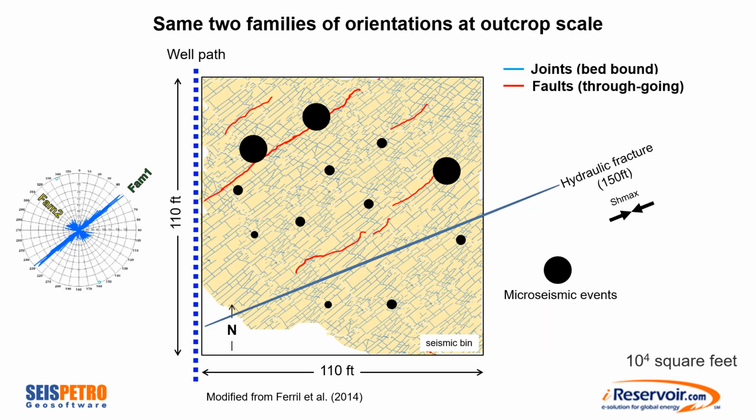So here's the first comparison. We used the orientations from outcrop data that I showed earlier to identify sets of fractures at a much smaller scale, which is approximately 10,000 square feet. We see at this scale the same two families that we observed in the previous, larger city scale: one family of long joints at approximately north 45 east, and a second family of shorter joints at approximately north 45 west.